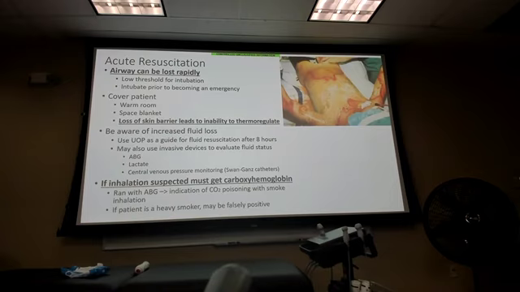Now the only other thing is if the patient is a heavy smoker, right? They're already breathing in that toxic air on a normal basis, so their carboxyhemoglobin is already going to be falsely elevated, because that's just their normal. Smoking cigarettes or cigars will give a false positive carboxyhemoglobin. So you just have to know if they smoke or not.